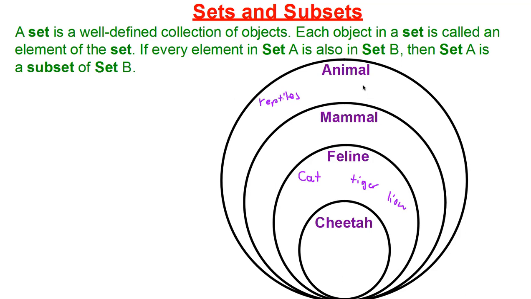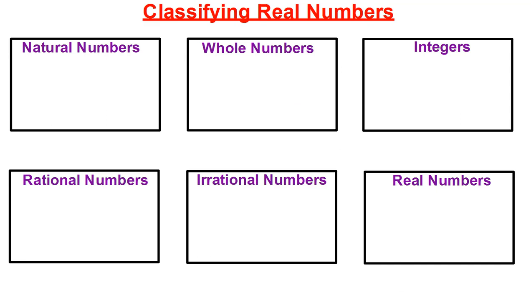So when you think about a Venn diagram like this, think about the thing on the inside is going to be included in all of the sets on the outside. So cheetah is a subset of feline, feline is a subset of a mammal, and a mammal is a subset of an animal. Okay? So kind of think about sets and subsets like that. All right? Now, let's go ahead and classify some real numbers.